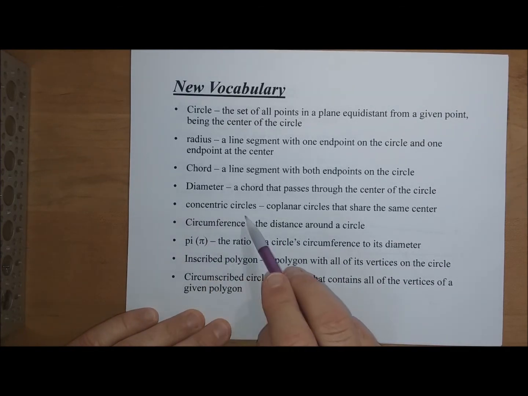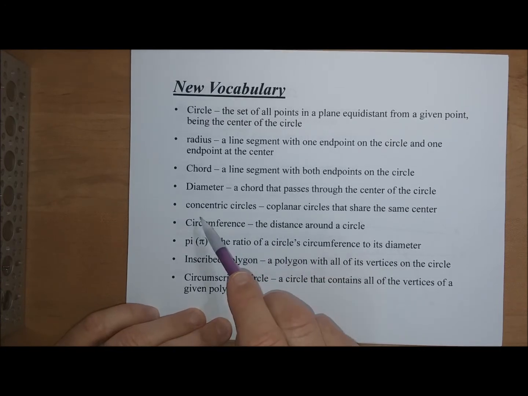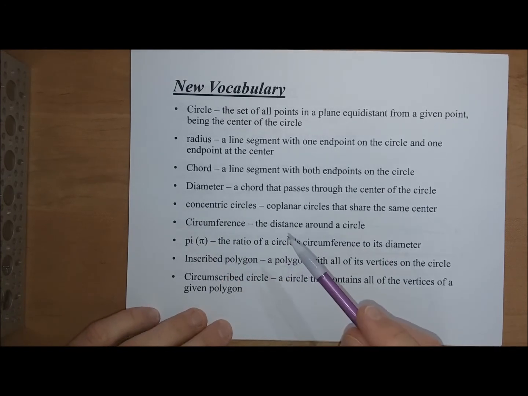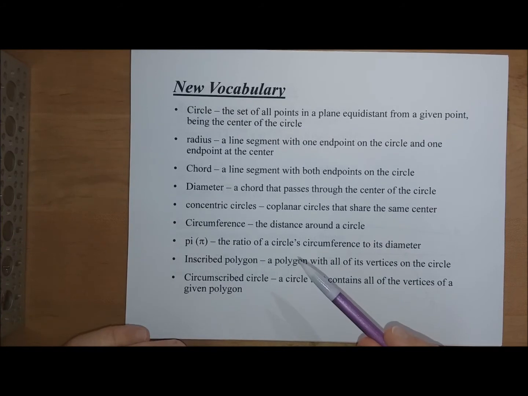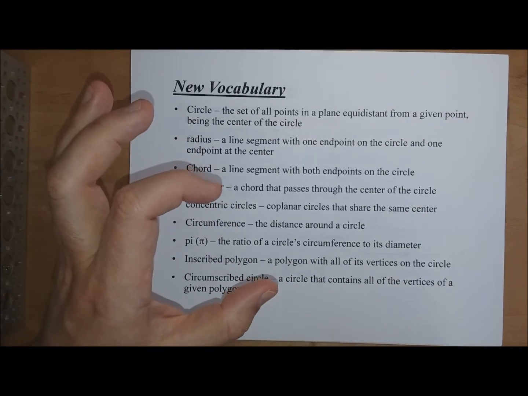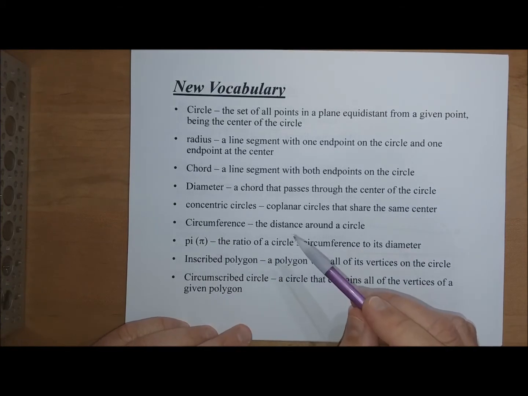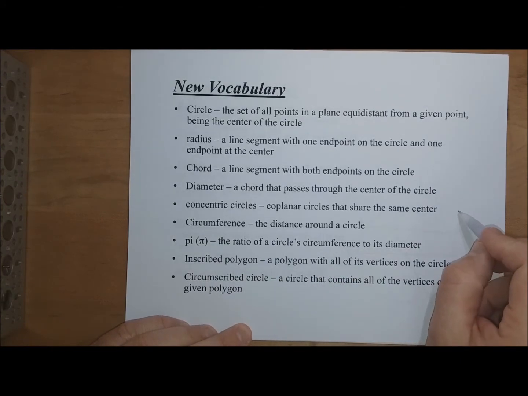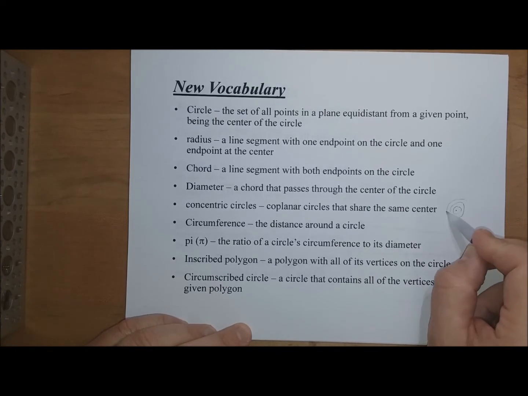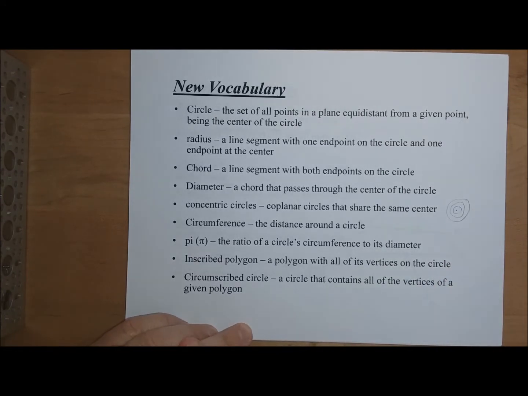We're going to talk about concentric circles. Concentric circles are coplanar circles that have the same center. So you might have a smaller circle inside a larger circle. Concentric circles are what you would think of if you throw a rock in a pond and you see the ripples form, getting bigger and bigger. All of those ripples would represent concentric circles.